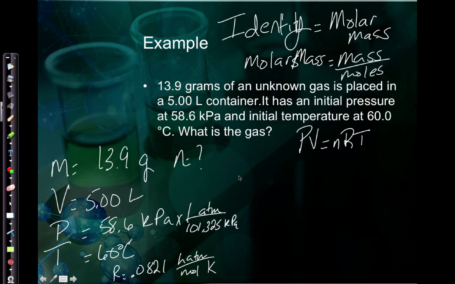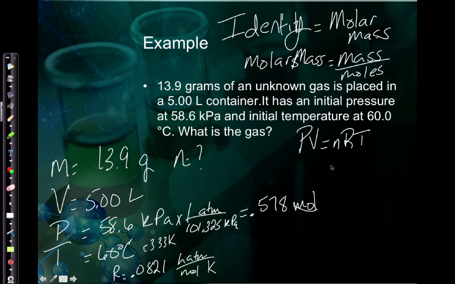So if I do the math really quick, dividing 58.6 by 101.325, I get 0.578 atm. Now I need my temperature in Kelvin, so plus 273, that's 333 Kelvin. All right, now all my units match, so I can plug it into the equation and solve for n.